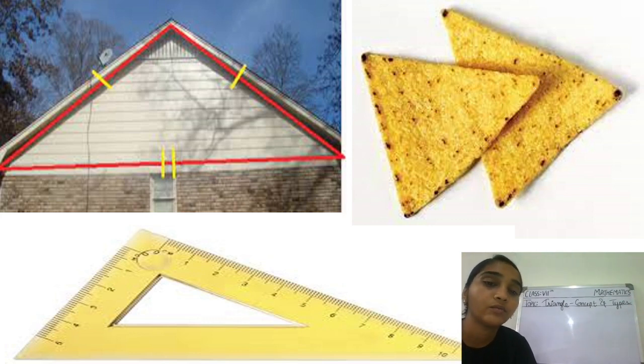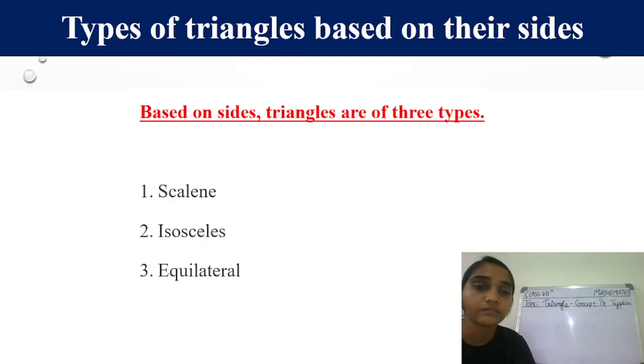So now we are going to discuss the types of triangles based on their sides. What are the types of triangles if the sides are not equal, if two sides are equal, if all the sides are equal, what name are we giving to them? So students, based on the sides, triangles are of three types. One is scalene, another is isosceles, then equilateral. So what is a scalene triangle? Let us discuss one by one.